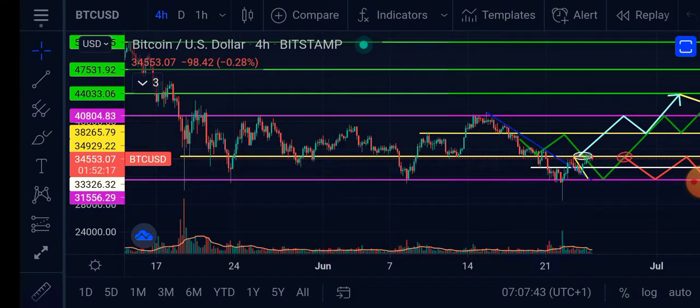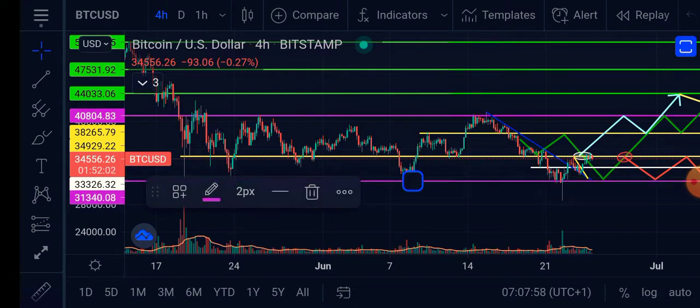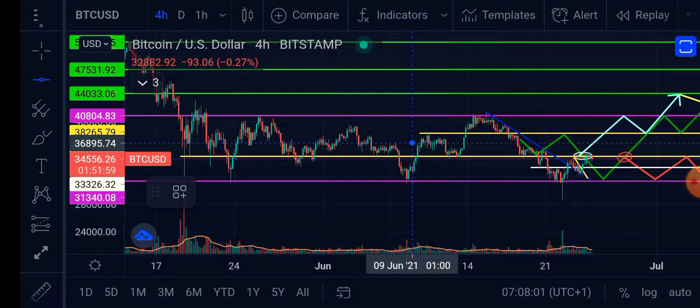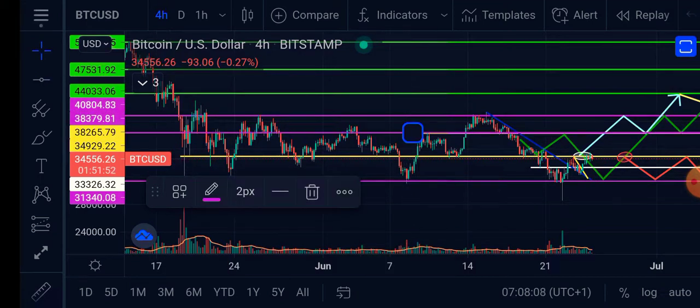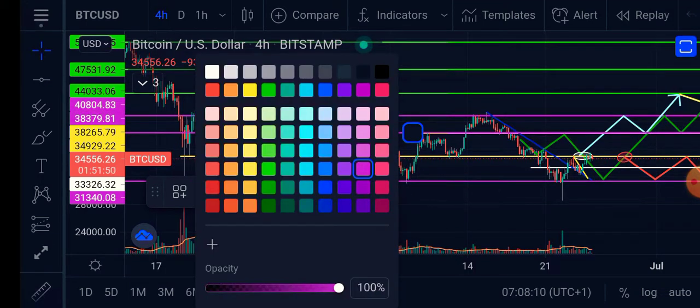There are three tiers of this range. We have the range top, we have the range bottom, and I want to include the range middle belt. Let me add a line there to determine the range middle belt. I have to change that color.